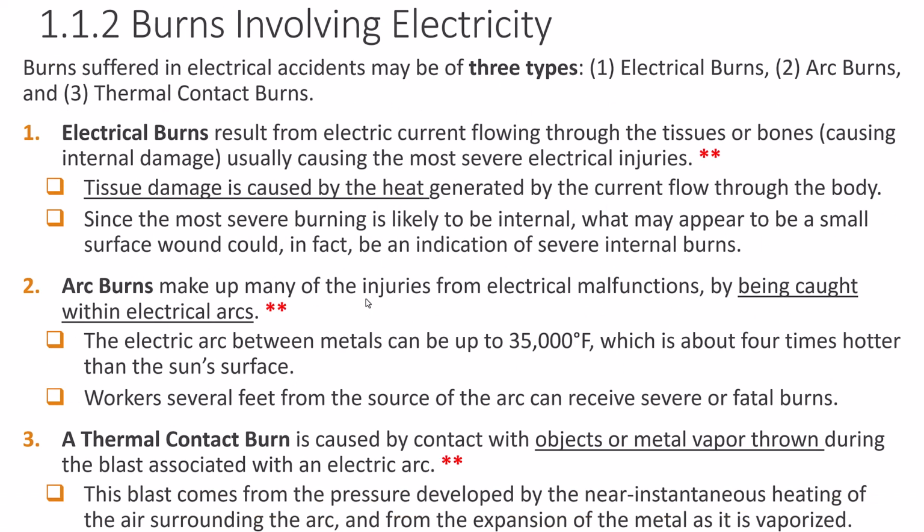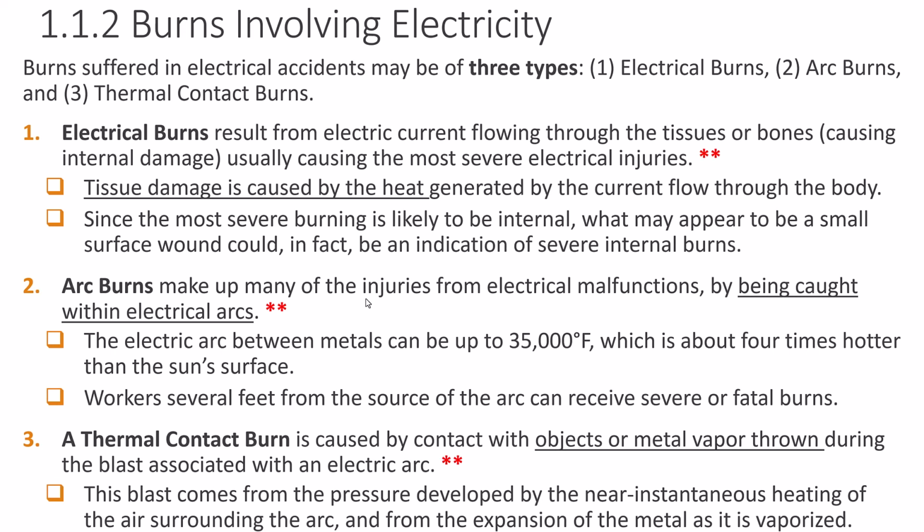So we have three different kinds of burns you need to memorize as testable points. Electrical burns are the most severe, generally speaking. Number one, it says they result from electrical current flowing through the tissues or bone, like I was talking about, internal damage, heating up and cooking of the flesh and the bone marrow and everything else, ugly stuff. So tissue damage is caused by the heat. It's because your body is trying to heat up like a toaster wire. It's not good. It's not pretty. Since the most severe burning is likely to be internal, what may appear to be a small surface wound could in fact be an indication of severe internal burns. Okay, so that's electrical burns.